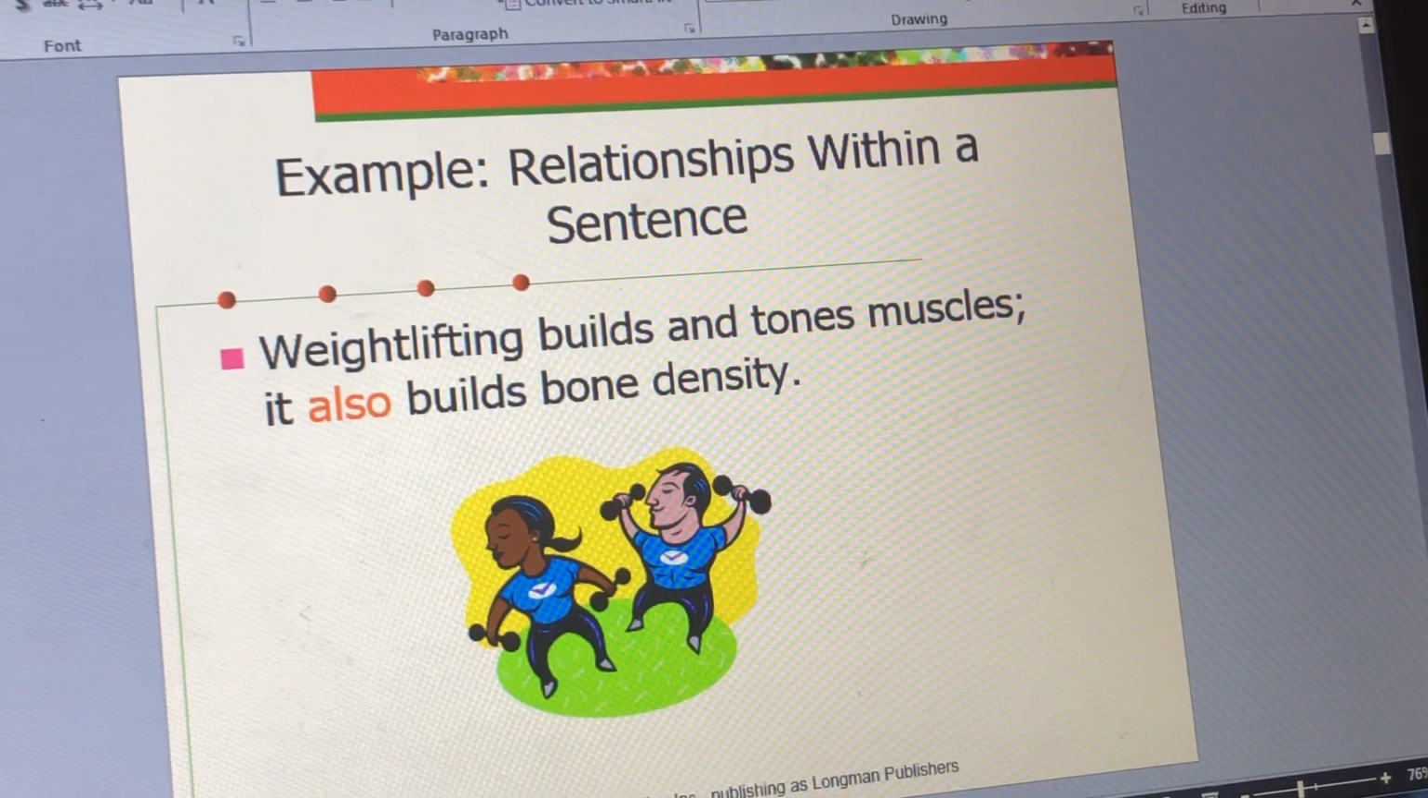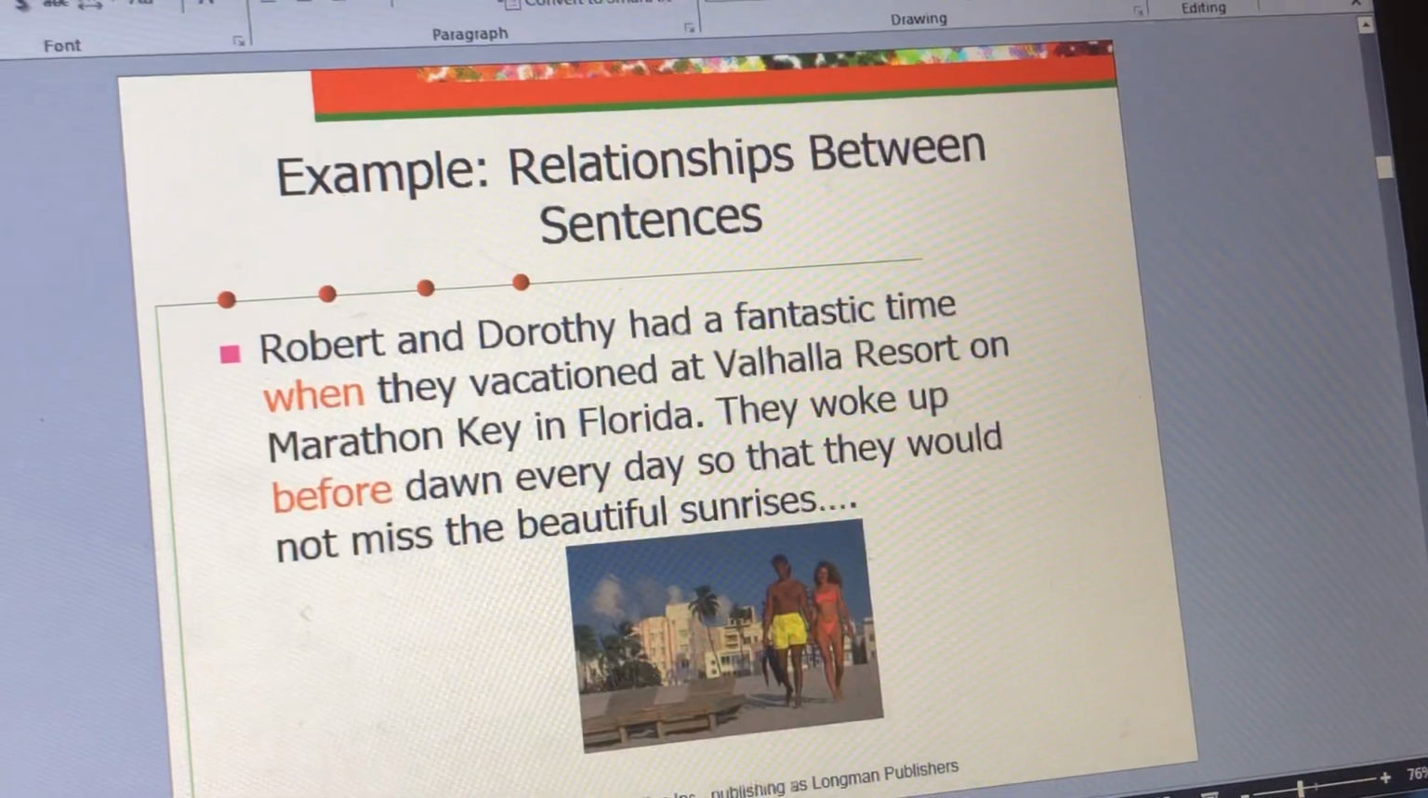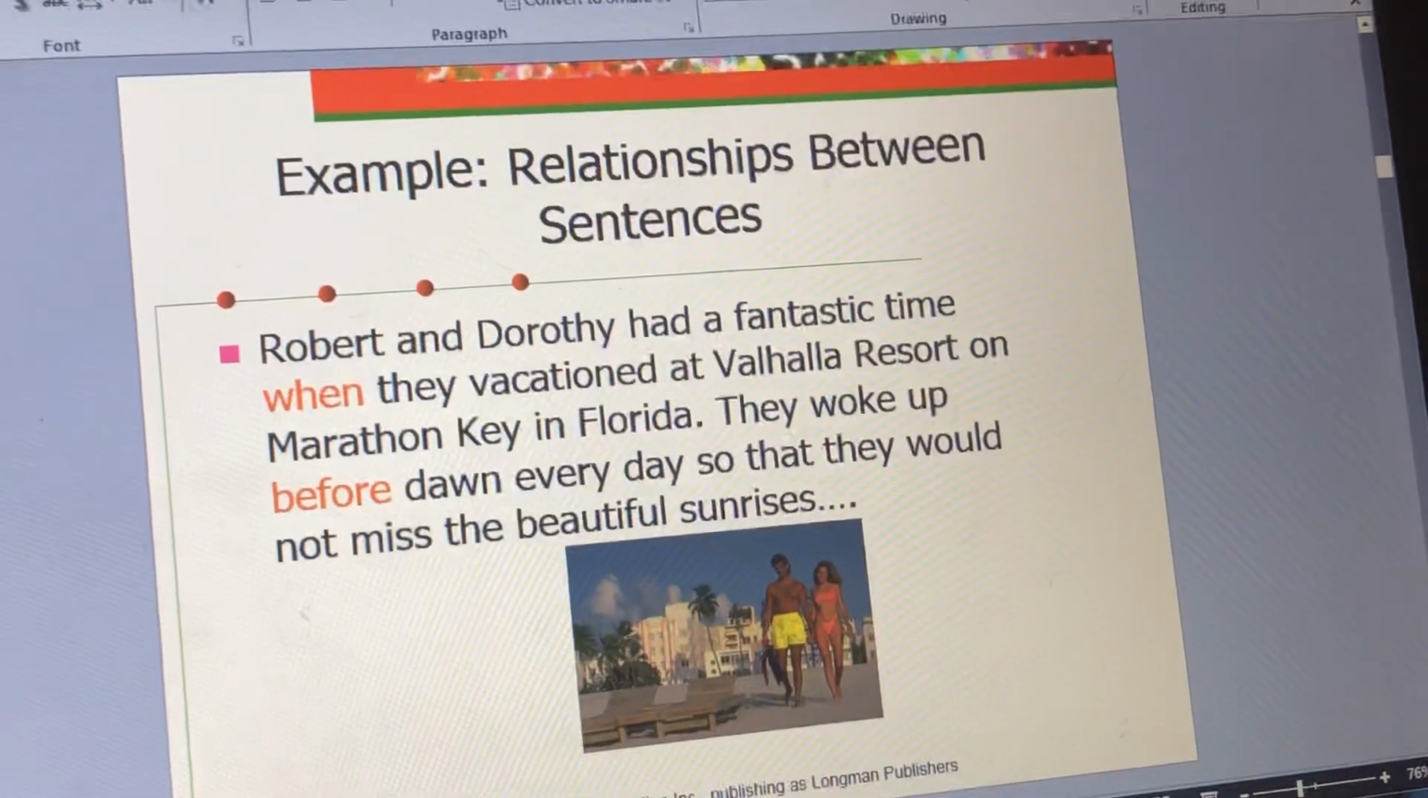So transitions can show examples of relationships within a sentence, right? Weight lifting builds and tones muscles; it also builds bone density. Okay, so you can see that there's a supporting point and additive there after the semicolon. All right, so here we see two transitions, when and before.